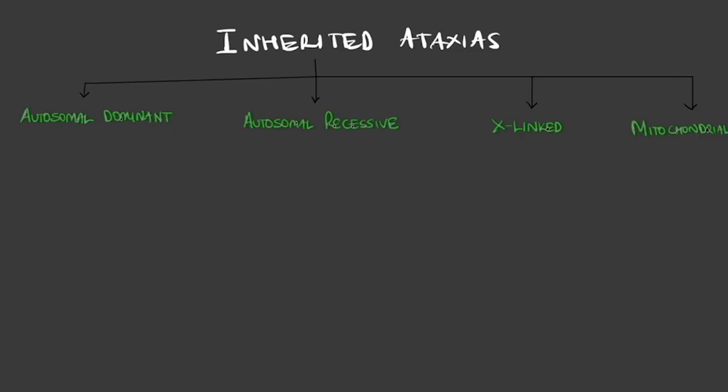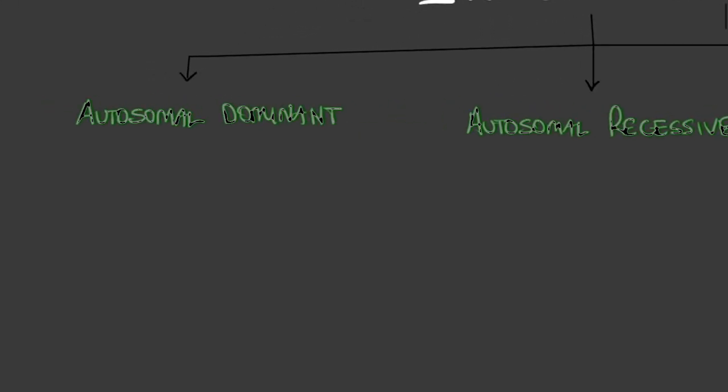You can classify the inherited ataxias into autosomal dominant, autosomal recessive, X-linked and mitochondrial inherited ataxias. Let us see one by one now. Autosomal dominant ataxias. What are those? The most common type of autosomal dominant ataxia is the spinocerebellar ataxia.